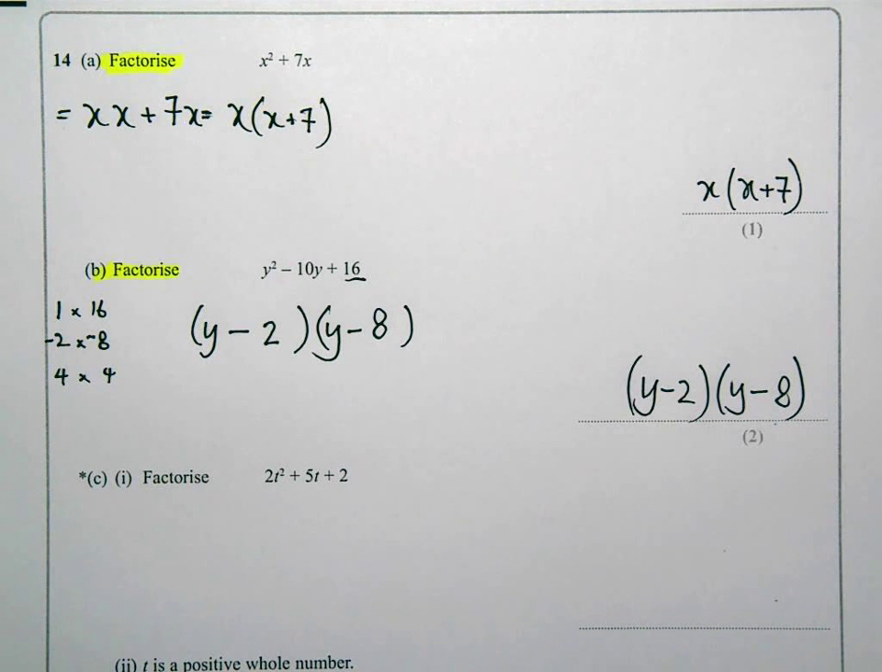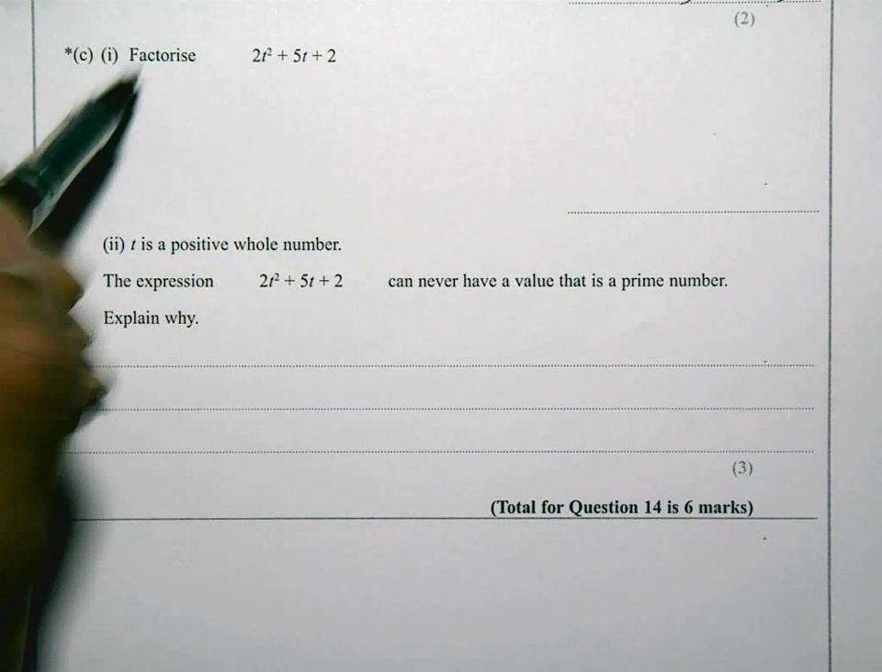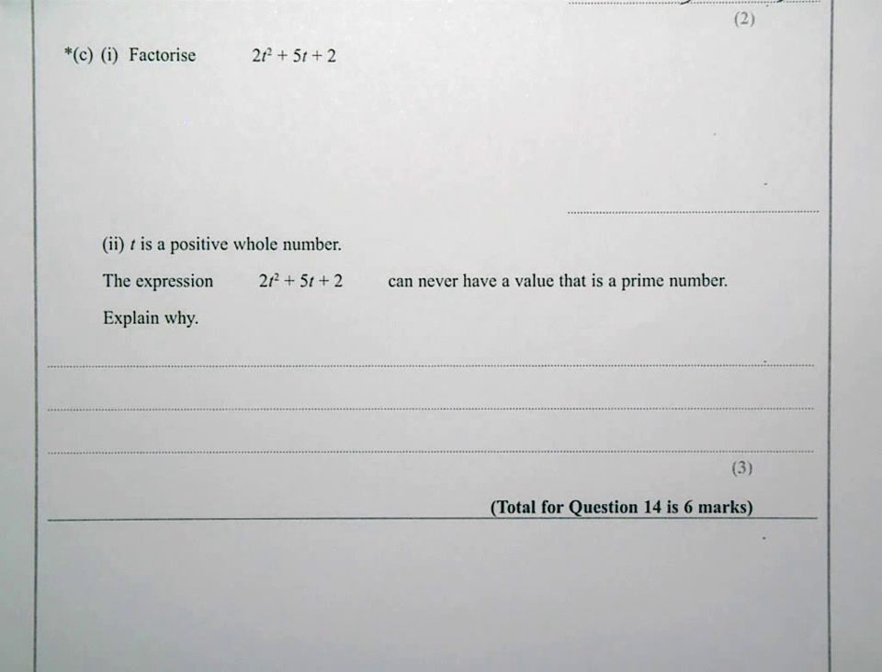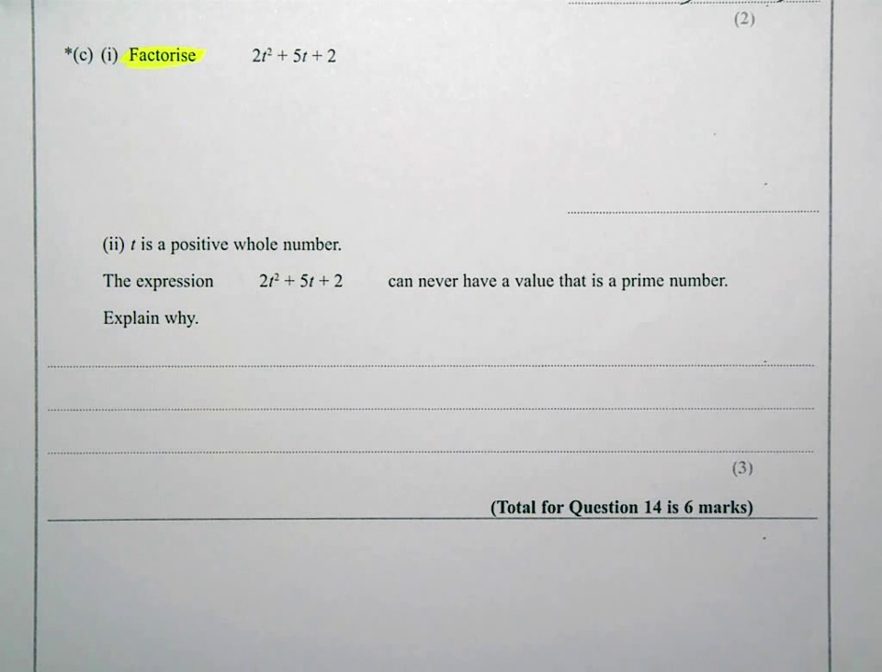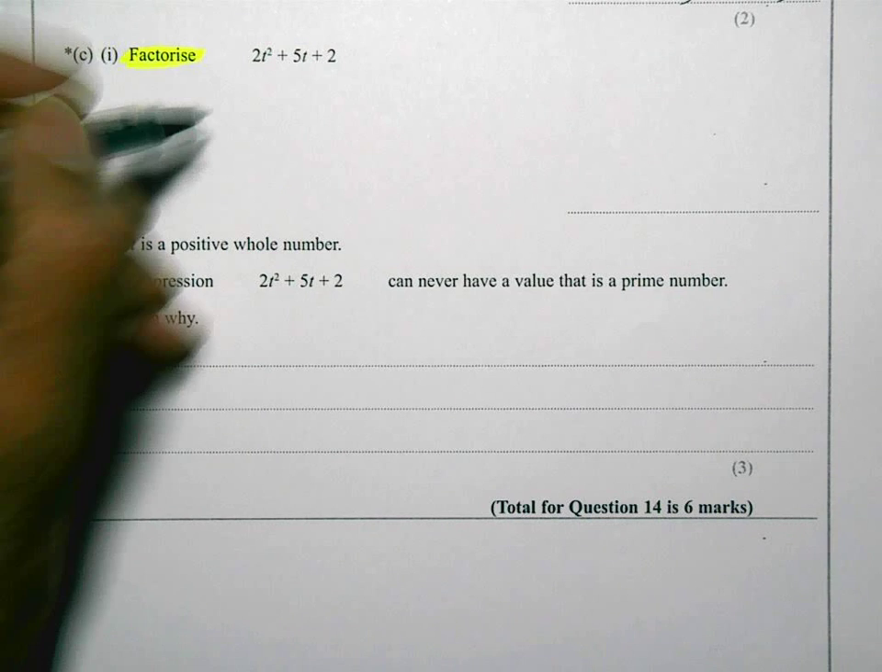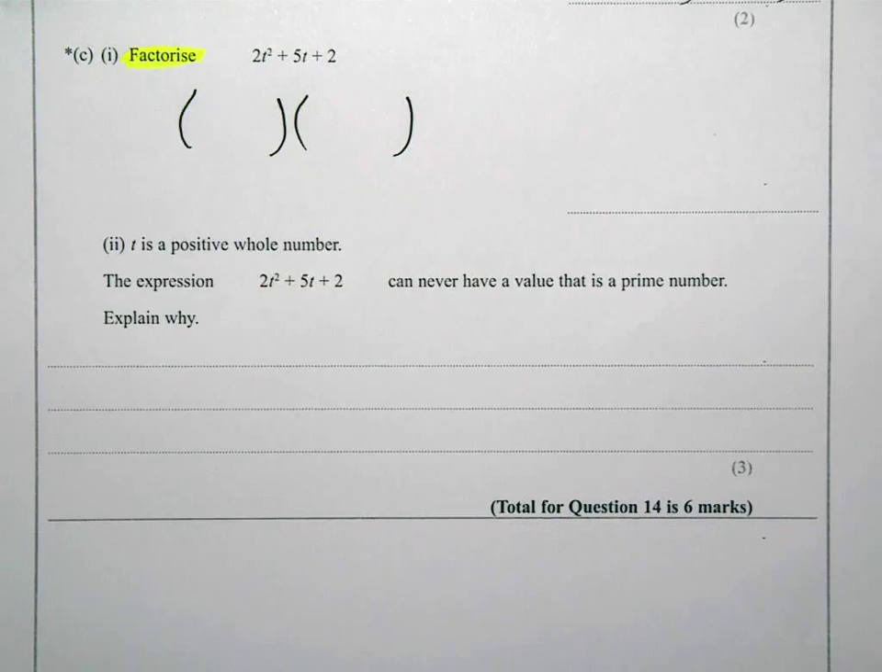Okay, going on to part C. Now I'm going to move the paper up to show all of part C. Okay, looking at part C, this is a similar question to part B. It says factorize, but it's just slightly more complicated, because you've got a number in front of the t squared. But we're going to do it pretty much exactly the same nonetheless. Just a bit more thinking involved in this.